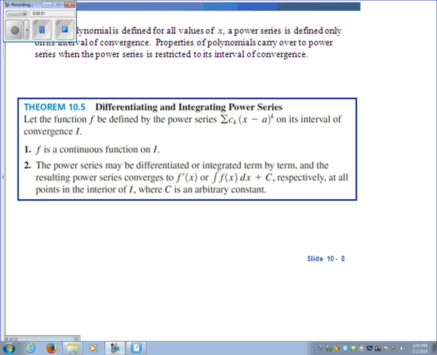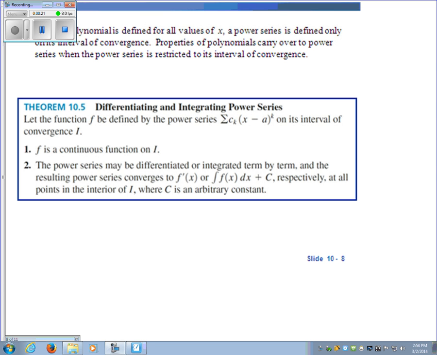Okay, now one thing to keep in mind is polynomials are defined for all values of x, but power series are only defined for the values of x that are on that interval of convergence. So the properties of the polynomials will only carry over to that interval of convergence for power series.